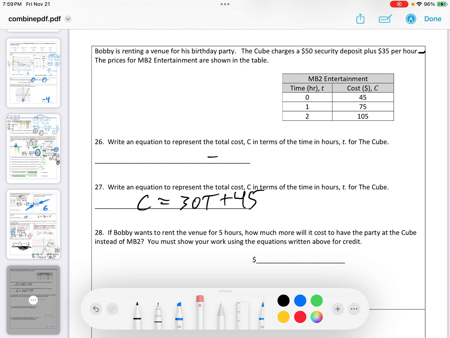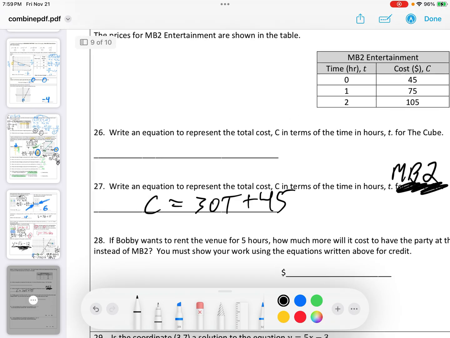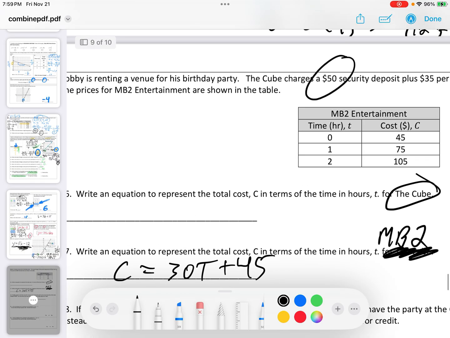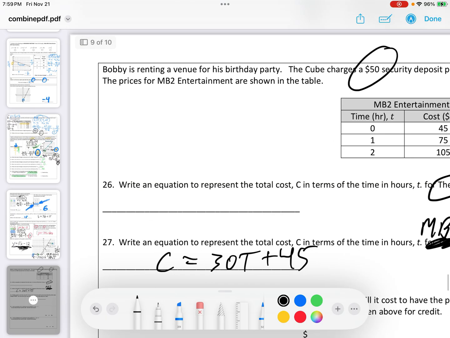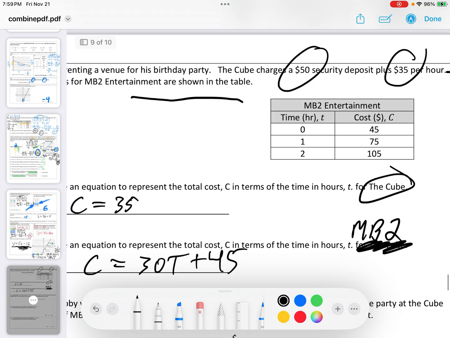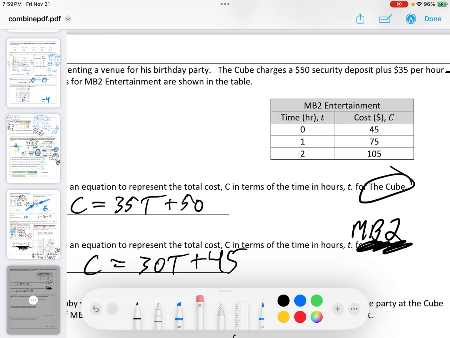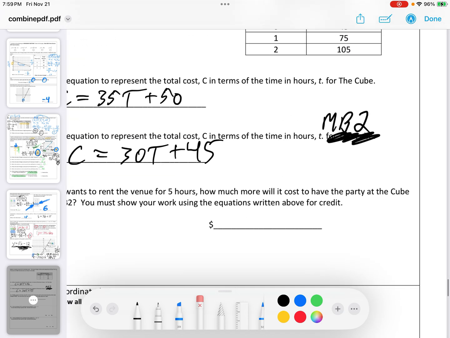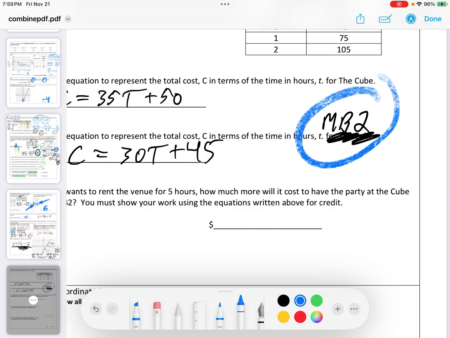But since I'm sleepy, I believe what they meant to do was, instead of saying the Cube there, they meant to say MB2. So let's pretend they did that, because the equation I wrote was not for the Cube. The Cube is 50 and 35. So let's write that out. 35 per hour plus 50. All right, so there was a typo on here. Be careful. There was a typo.